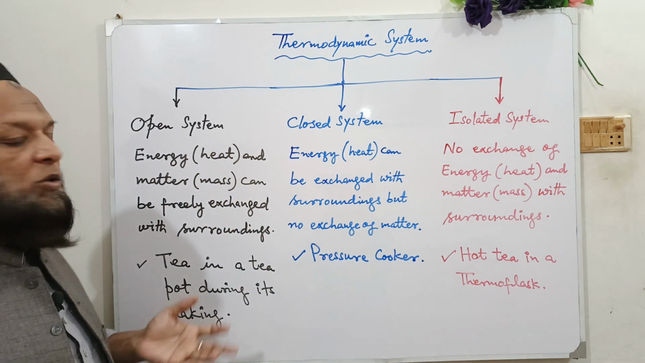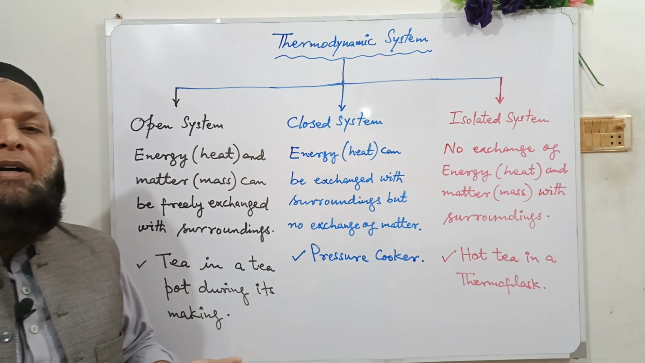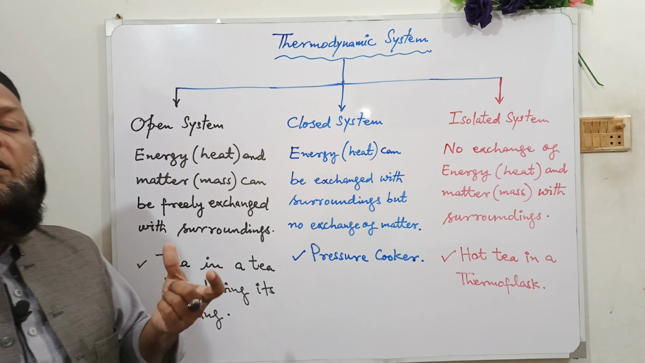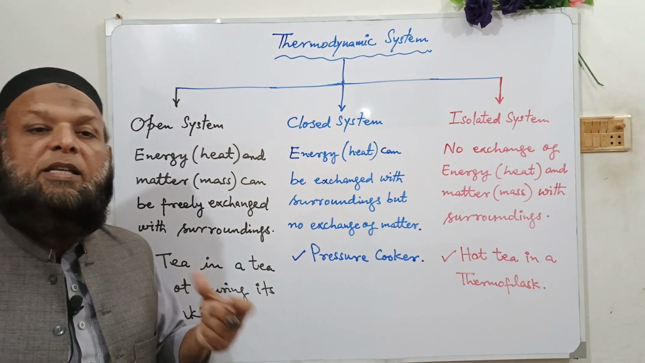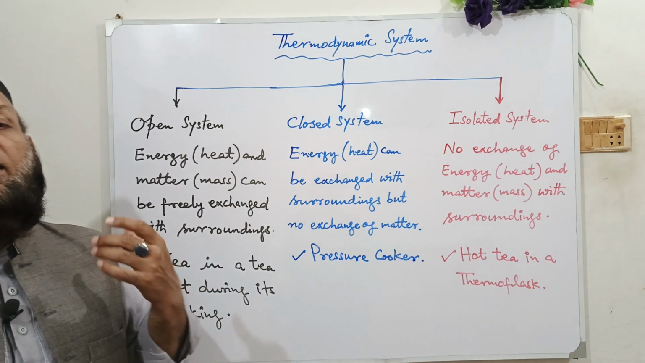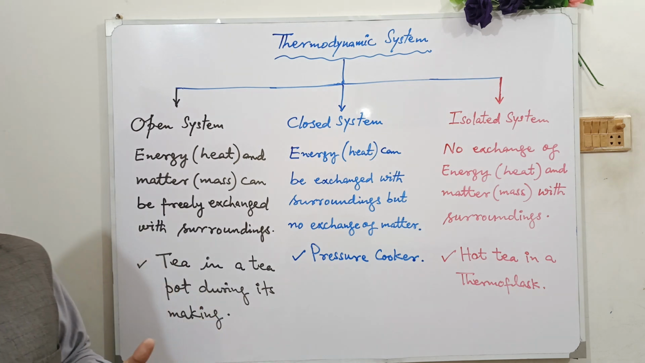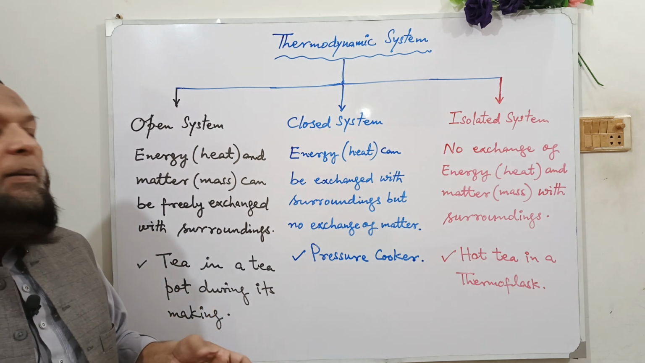Then there is a closed system. Closed system is the one in which only the transfer of heat or energy is possible, whereas there is no transfer of matter at all. For example, the pressure cooker.